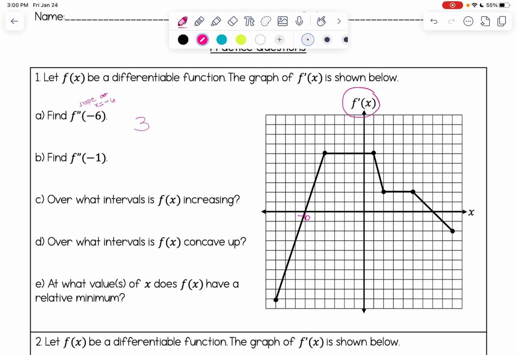For B, find the second derivative at -1. So that tells me I want the slope when x is -1. I can see that it's horizontal there, the line, so that means the slope is 0.